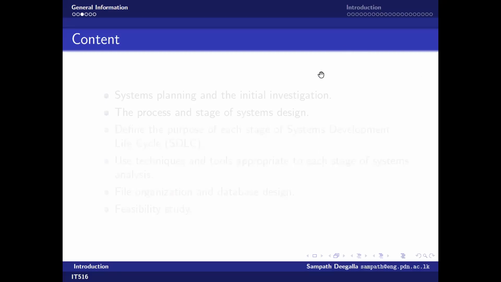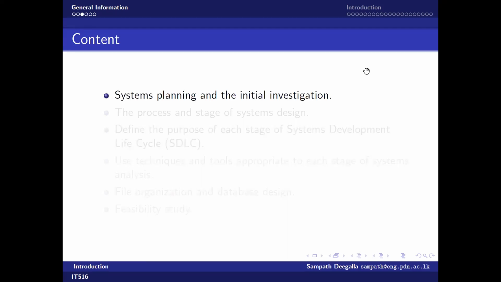So here is the content we are planning to cover in this module. Basically, our aim is to discuss the main stages of developing information systems, how we gather the requirements, how we design, and also discuss the main milestones of development.